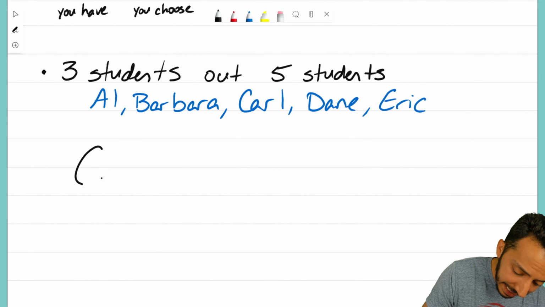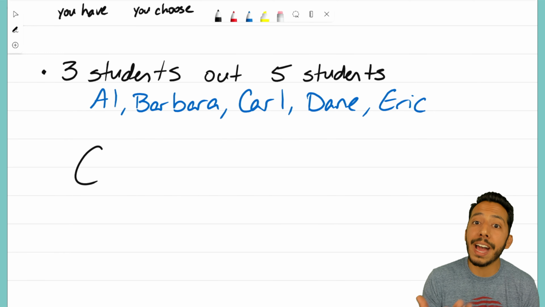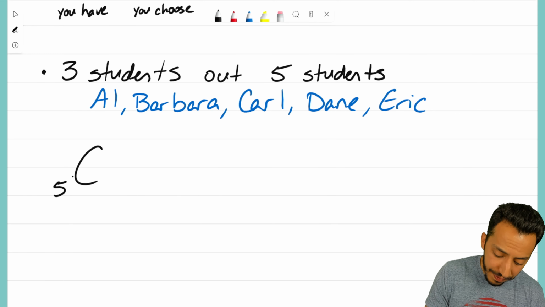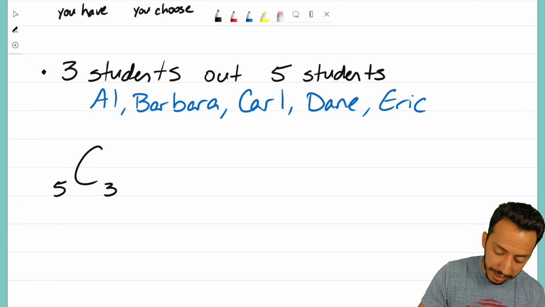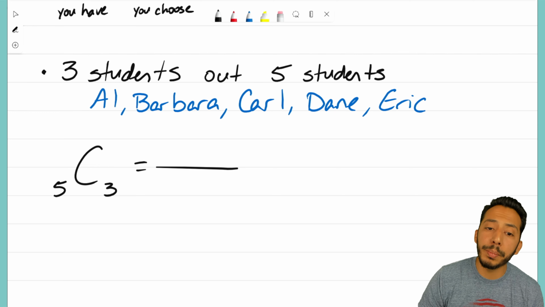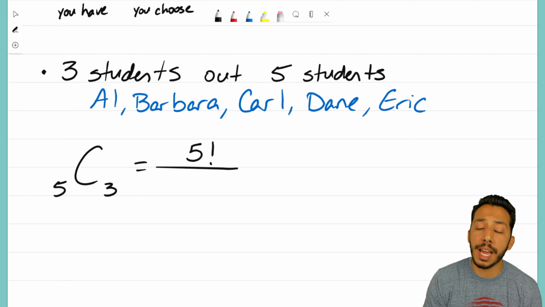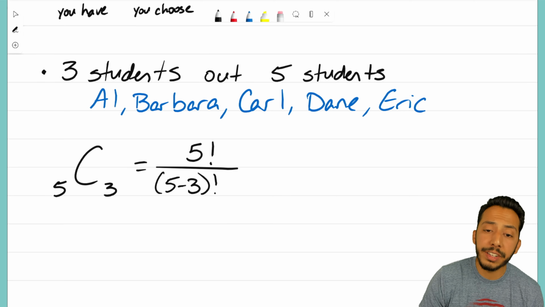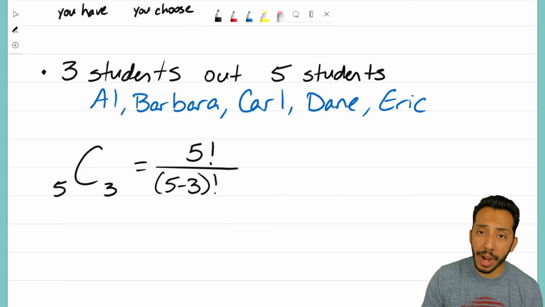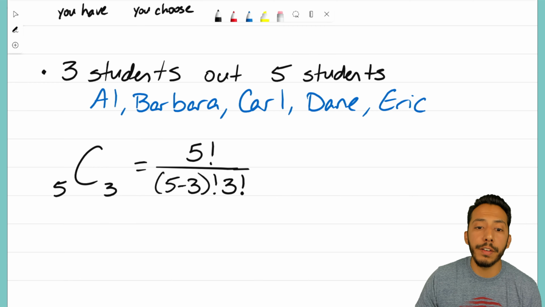I got my big capital C. How many students am I choosing from? How many students do I have to choose from? Well, we have 5. Of those 5, I'm picking 3 students. So using that formula, our factorial fraction will have a 5 factorial on top. On the bottom here, we know the drill, just like permutations. I'm going to do 5 minus 3 factorial. But right next to it, I need to add in the r factorial.